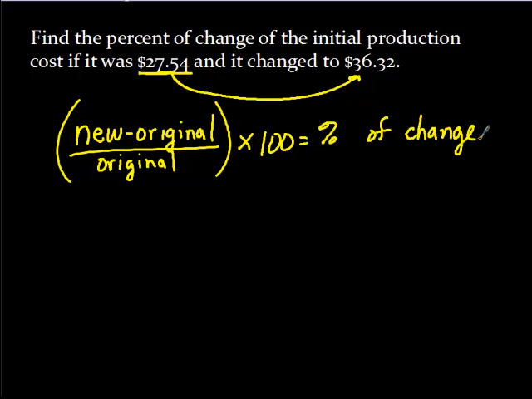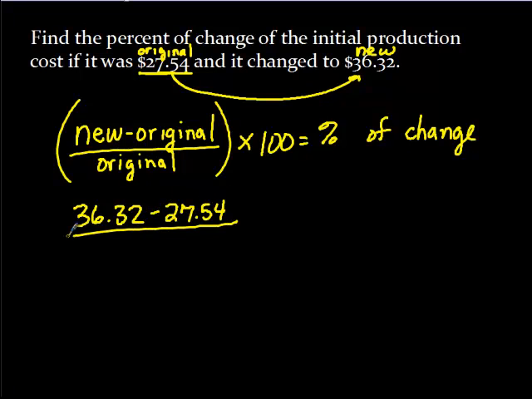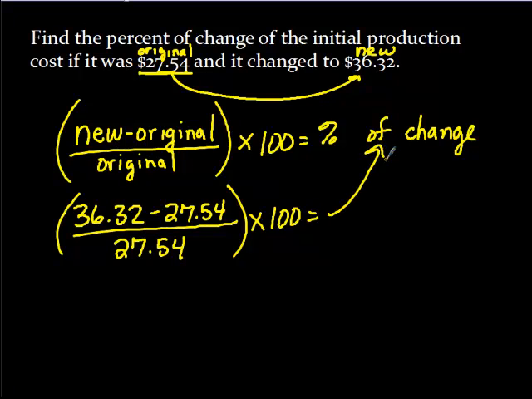In this case, we're looking at how 27.54 changes into 36.32. So 27.54 will be the original, and 36.32 will be the new. So we go through and plug those two values into our formula. We have 36.32 minus 27.54 divided by 27.54, all multiplied by 100, which gives us the percent of change.